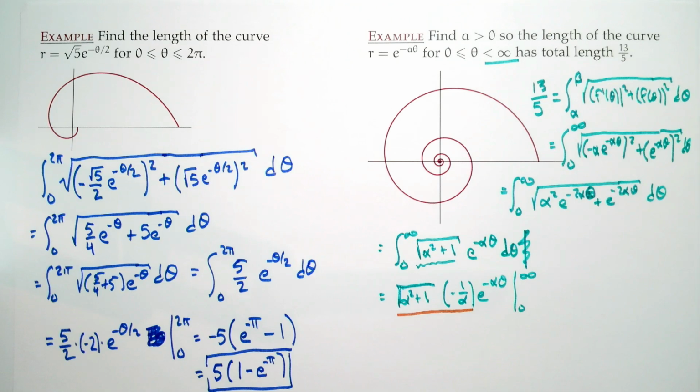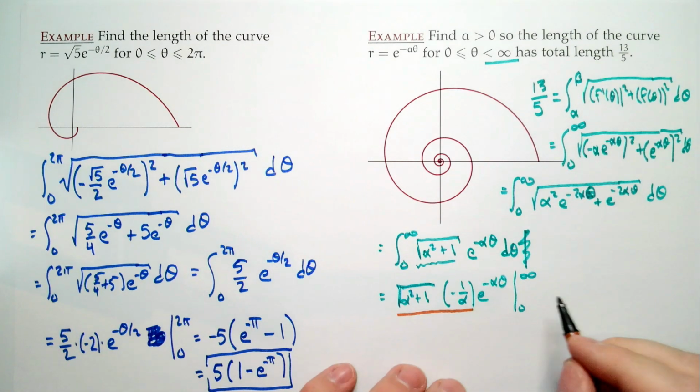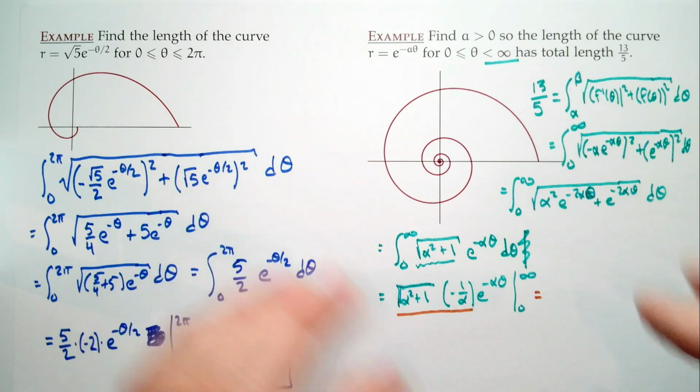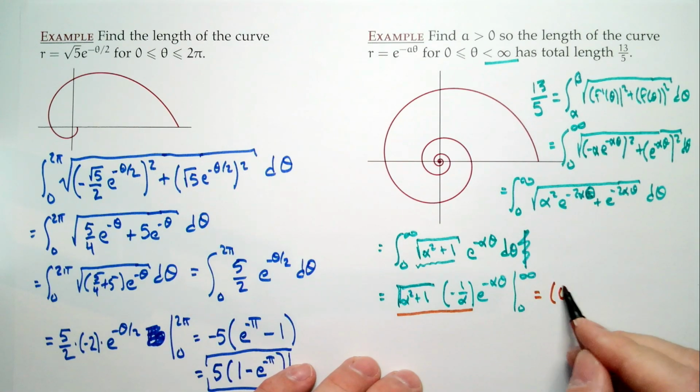And remember here, it's important to remember that our parameter alpha is positive. What happens to e to the minus alpha theta as theta gets big? Yeah, the whole thing goes to 0. Because if theta is getting big, minus alpha times theta is getting to be a huge negative number. But that's what's in our exponent. So e to a large negative number is going to get small. So when you plug in infinity, you're going to get 0.